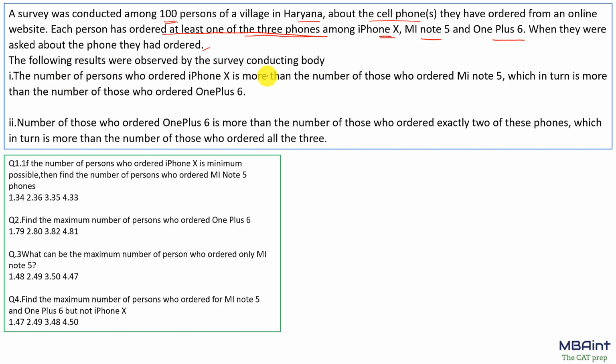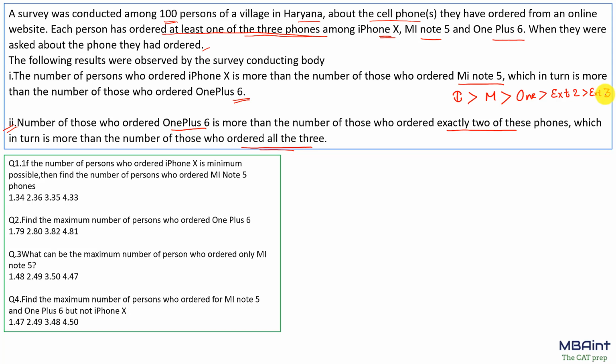The number of persons who ordered iPhone X is more than the number of persons who ordered MI, which is in turn more than the number of persons who ordered OnePlus 6. So iPhone is greater than MI, which is greater than OnePlus. Fine. Now the second point says that the number of persons who ordered OnePlus 6 is more than the number of persons who ordered exactly two of these phones, which is in turn more than the number of persons who ordered all three. So extending this inequality, OnePlus is greater than exactly 2, and exactly 2 has to be greater than exactly 3. Fine. Now these are just two conditions.